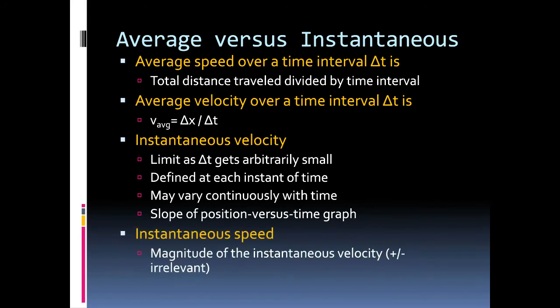Instantaneous speed, the magnitude of the instantaneous velocity. The sign, plus or minus, is irrelevant when you're talking about speed. You're not interested in the direction. You're not factoring that in.